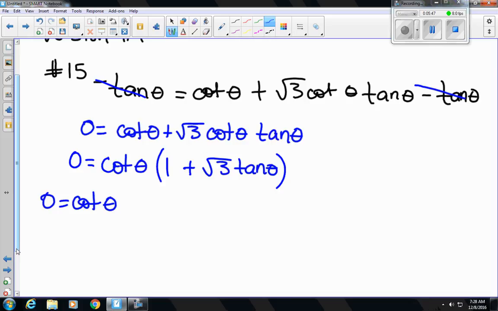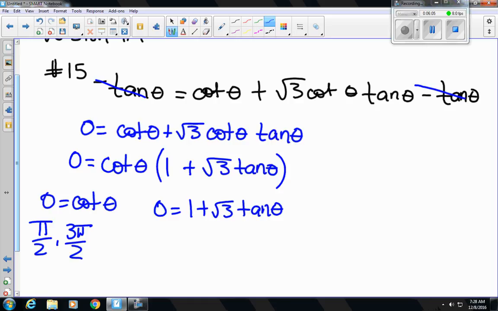Okay, where on the unit circle is cotangent 0? Pi over 2 and 3 pi over 2. All right, keep that in your head for just a minute. Now let's go over here and do 0 equals 1 plus root 3 tangent of theta.